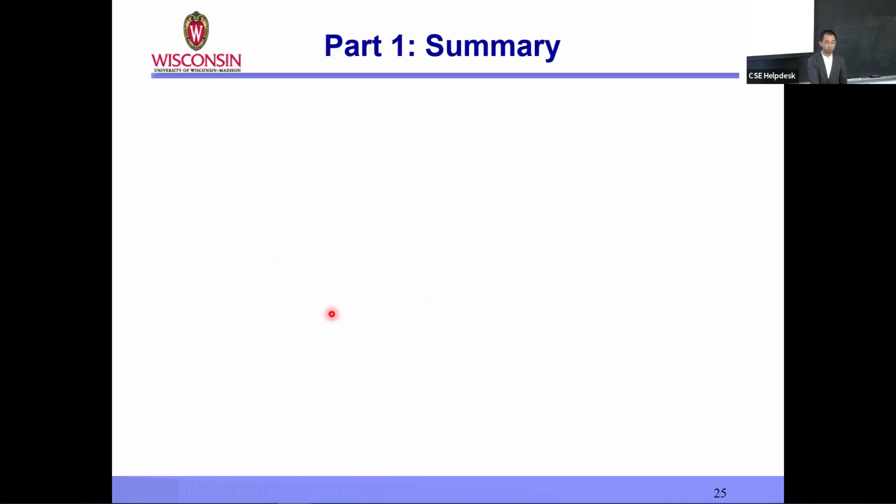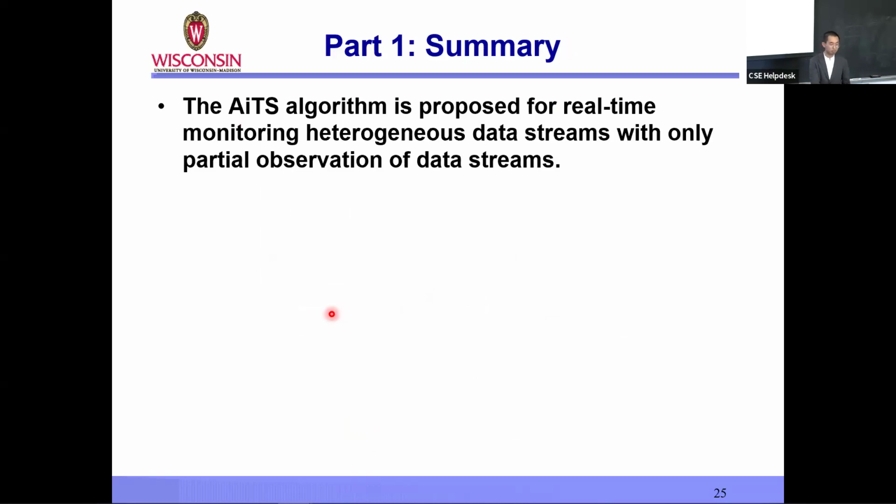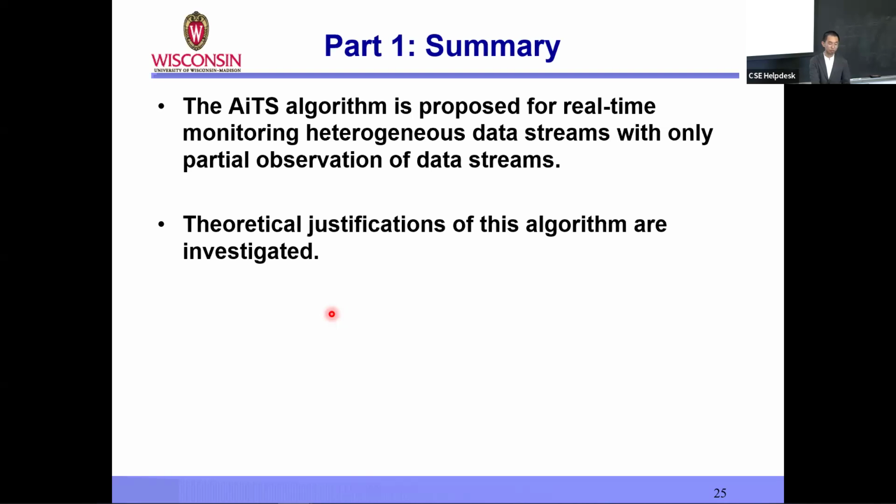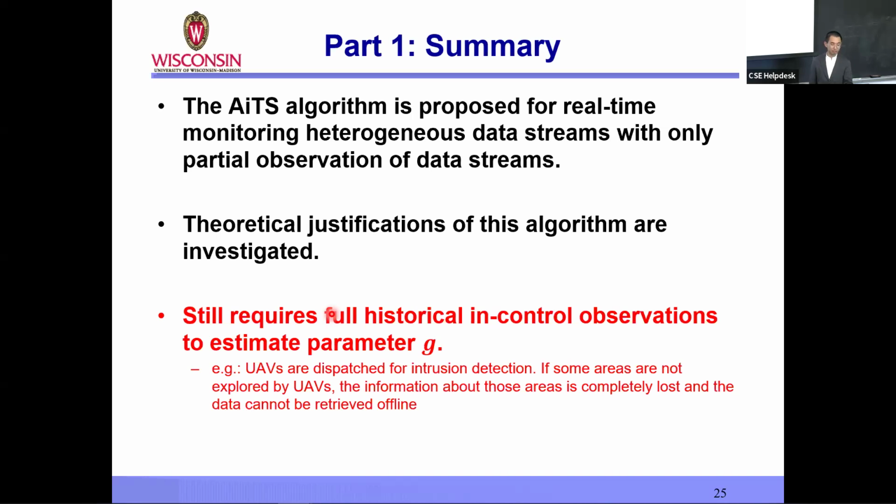To recap, we first propose an algorithm that can handle partial observations and also heterogeneous data streams. And we also investigate the theoretical justification of our method. However, there is one limitation for this method: when we estimate the parameter g here, we require full historical in-control observations to be available. But this assumption might not hold in practice.